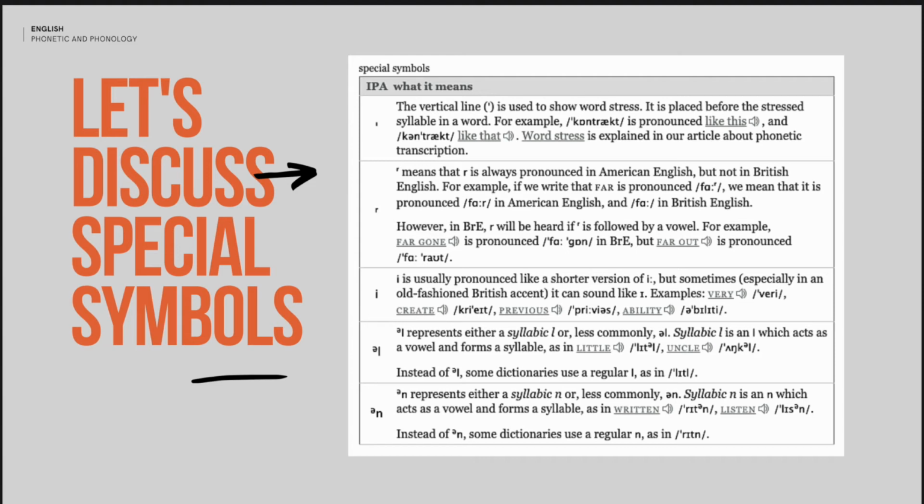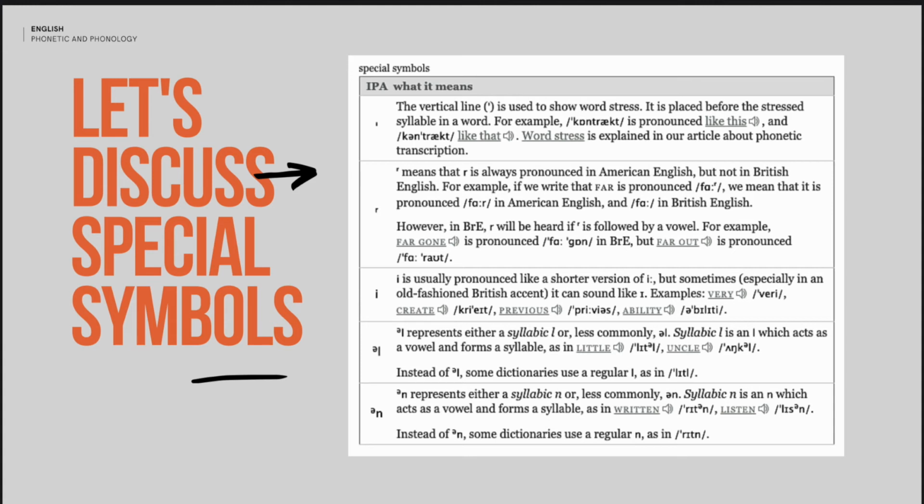E is usually pronounced like a short version of E, but sometimes, especially in an old-fashioned British accent, it can sound like E. Examples: very, create, previous, ability.